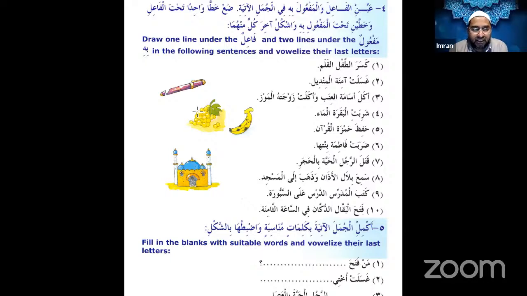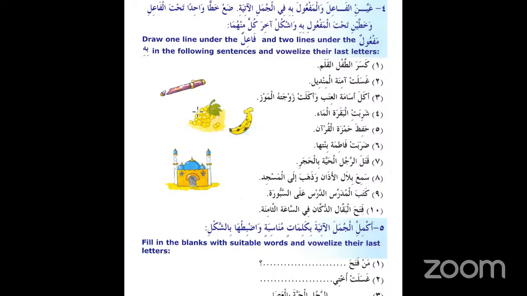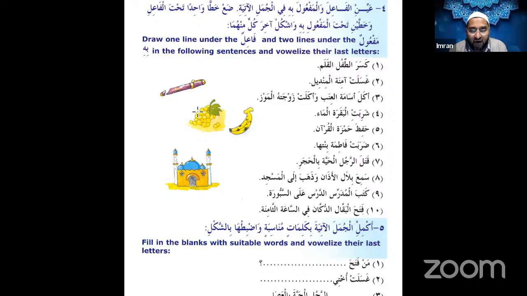Correct. Sister Shabnam, number 7. Molana, can you repeat number 6, please? Which is the fa'il? Fatimatu is the fa'il. Bintaha is the maf'ul bihi.